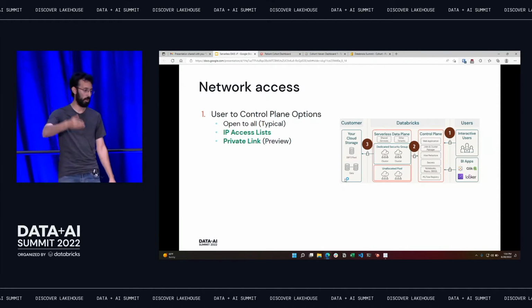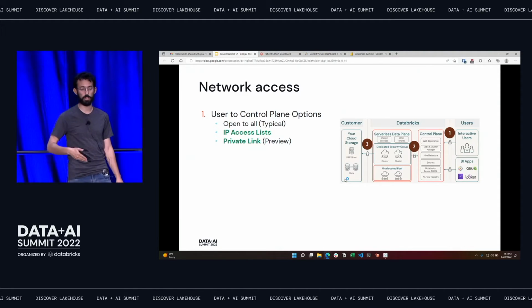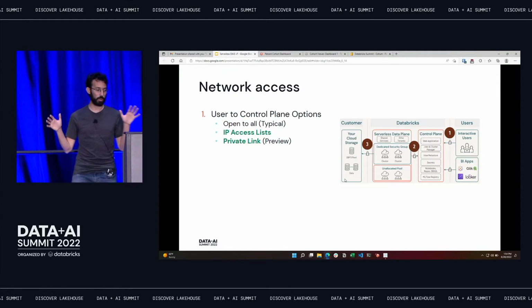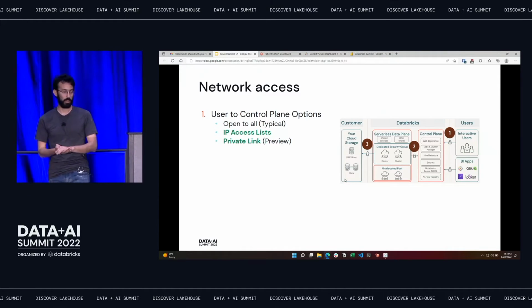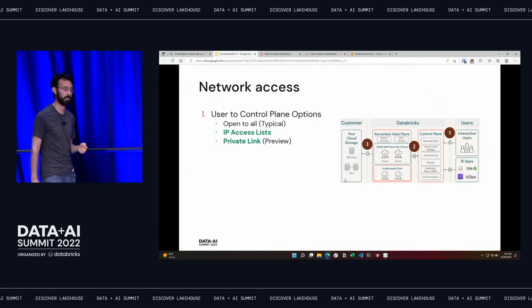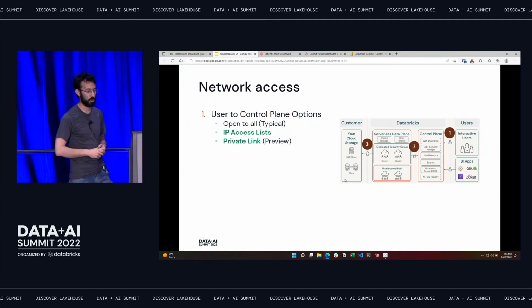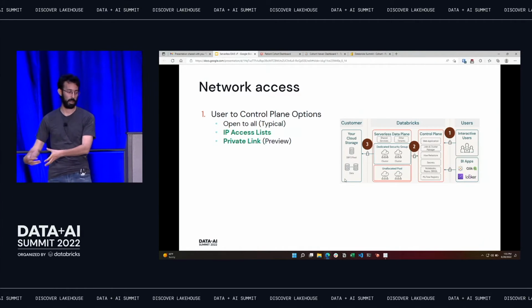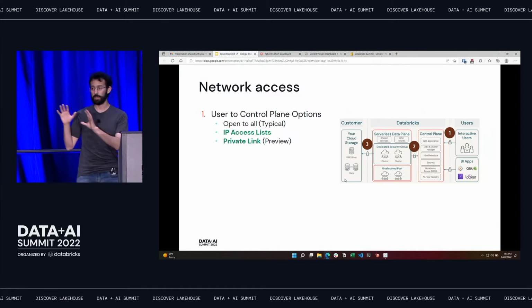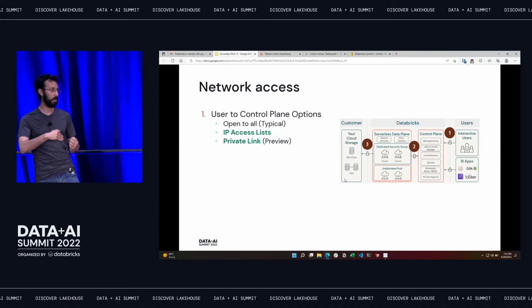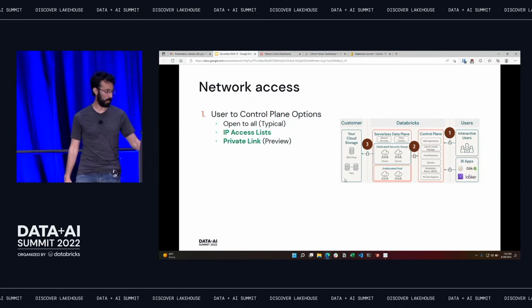That means we can have one unified authentication authorization layer in our control plane. All actions are logged. And so all user to control plane actions are TLS. Typically it's open to all, but you can also restrict it further with IP access lists for a VPN or private link if you want to ensure that your workspace can only be accessed from a specific VPC or VNet. That's also possible. But that is actually the same as classic. There's no difference. I just want to point out that there's no direct way to get to the data plane. It all has to come through the control plane.